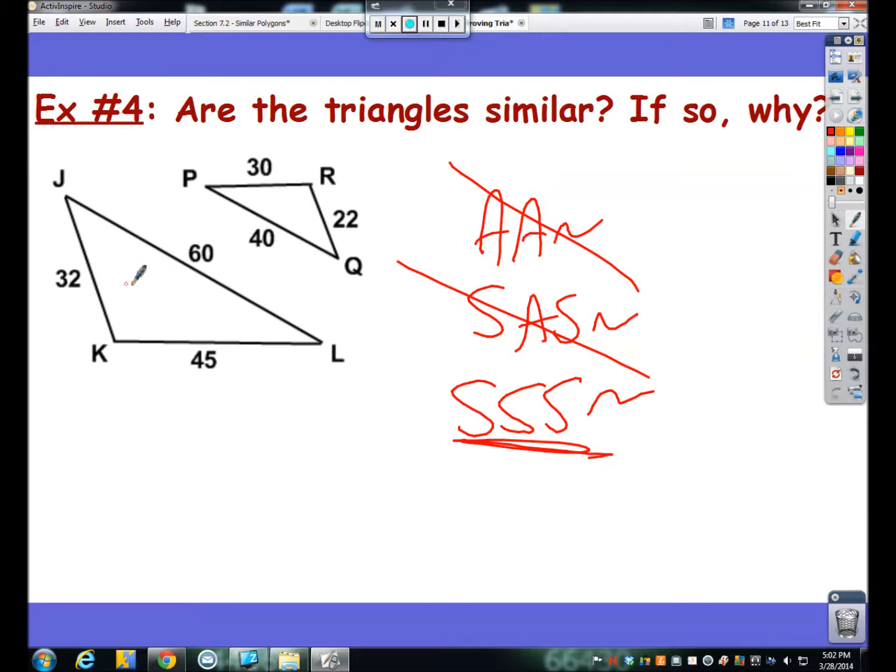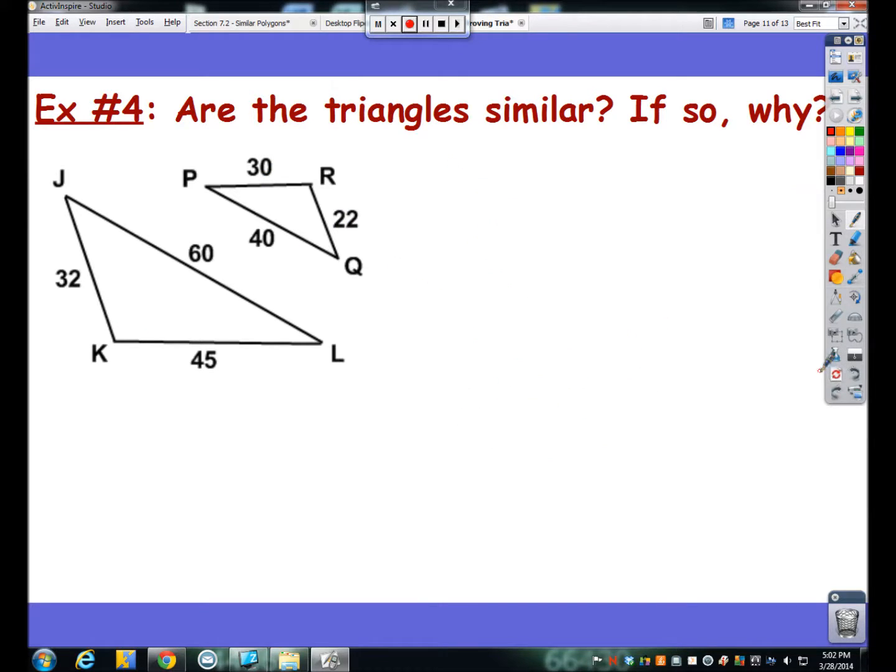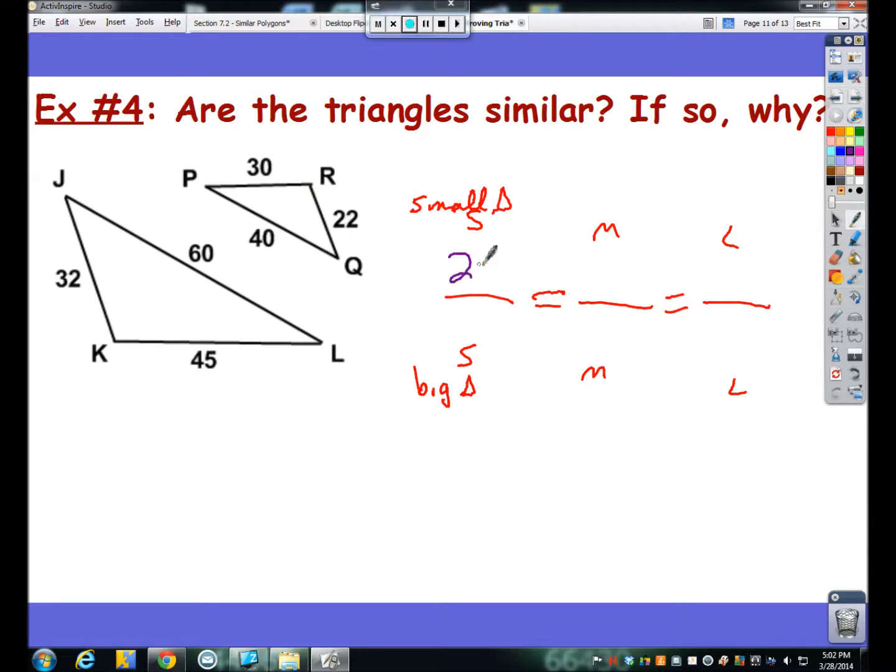Does it mean it's side, side, side just because they gave me 3 sets of sides and 3 sets of sides? No. You have to check, are all 3 sets of sides proportional to each other? So let's take small triangle to big triangle, set up 3 ratios, and let's do small, medium, large, match it up with small, medium, large. So small triangle, small, 22, medium, 30, large, 40. Do the same thing with the big triangle, small, 32, medium, 45, large, 60.